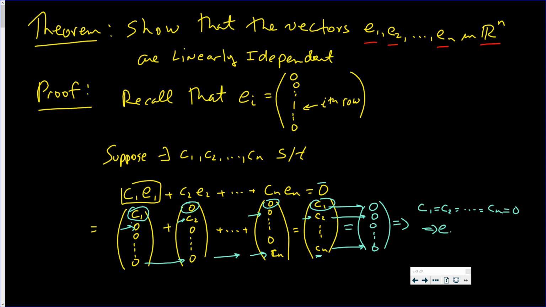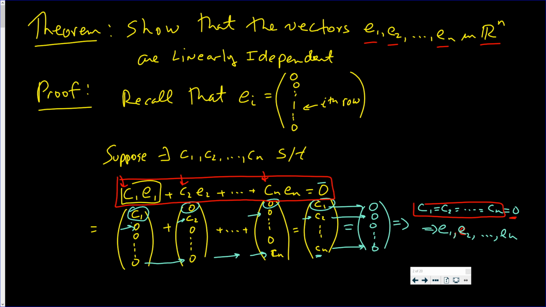So let's be clear what's going on. I wrote down a linear combination that equals 0. And it turned out that all the coefficients must be 0. That implies E1, E2, all the way down to En is a linearly independent set. That completes this video, or this theorem.